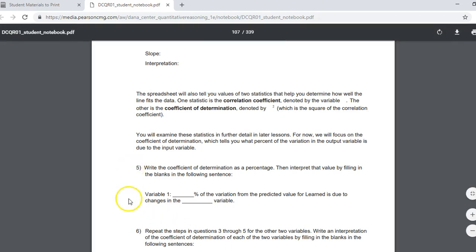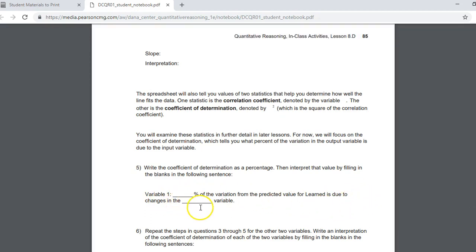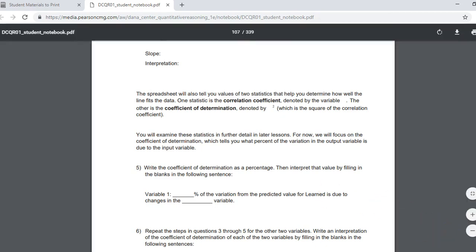And then like right here on number 5, you need to be able to fill in a sentence like, what percent of the variation from the predicted value for learning is due to the changes in the, and in this case, when we do it in class and on the video, it's going to be the technology variable. So a sentence like this, it'd be good to go ahead and memorize the sentence, is what you're going to need to interpret on the test.